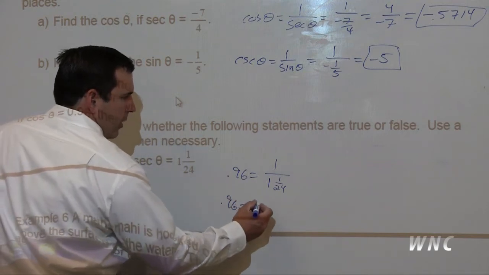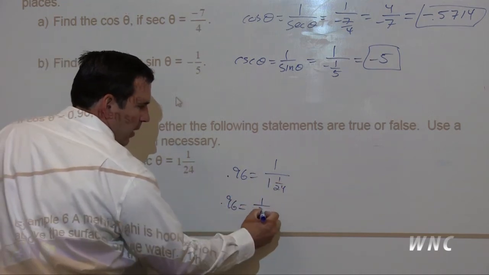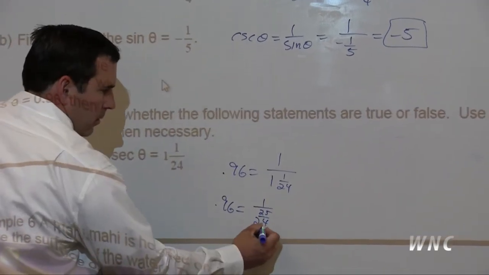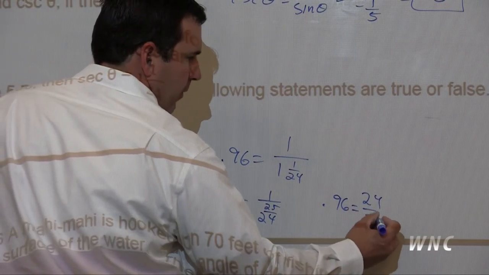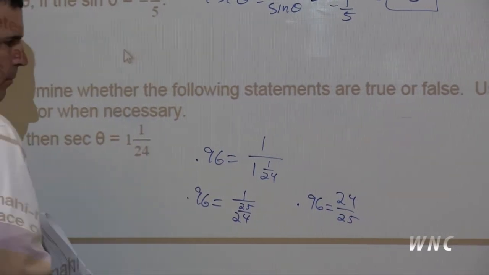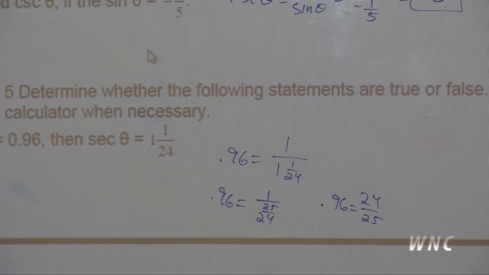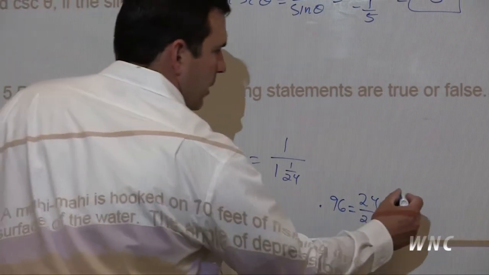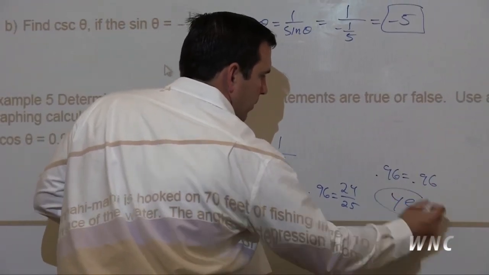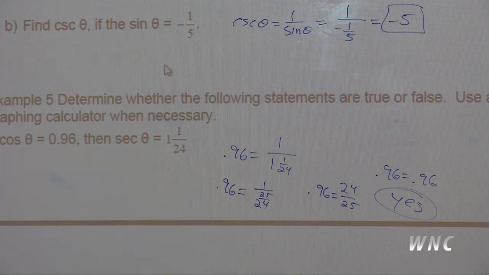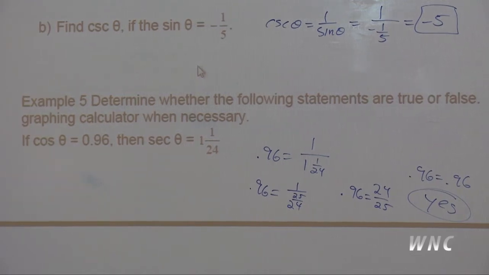Let's see here. 0.96, is that going to be equal to 1 over, that's going to be 1 times 24 is 24 plus 1, 25/24. So is 0.96 equal to 24 over 25? We can plug it in a calculator. We can look at 0.96 as 96 hundredths. But the answer is 0.96 equals 0.96. Yes. So if cosine of theta is 0.96, secant theta is 1 and 1/24.